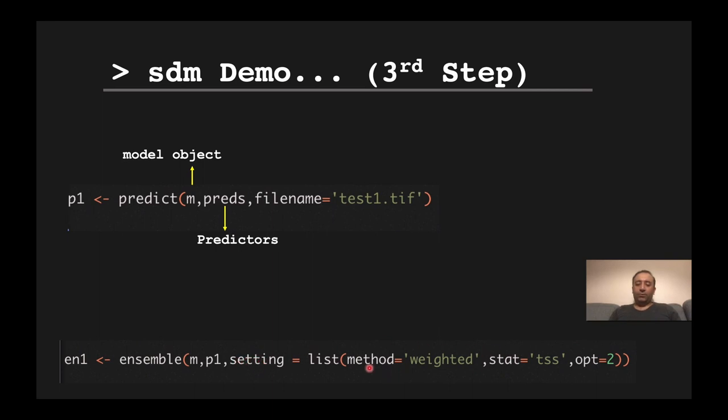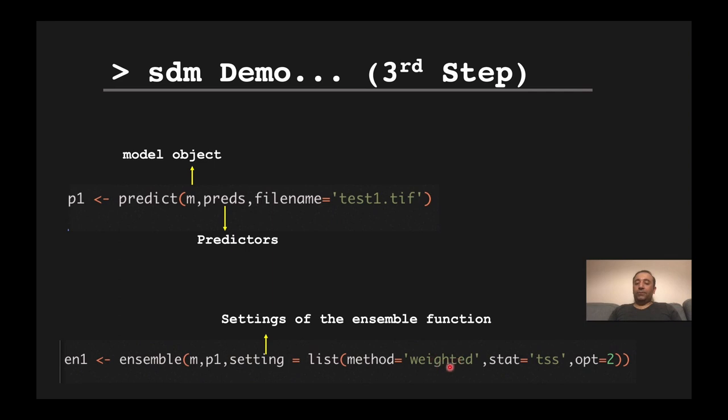And then this one is also important, the setting. There are different methods available for how to combine different outputs, like weighted averaging and unweighted averaging. PA would be just averaging over presence, absence. You can use, for example, uncertainty or entropy, which generates a kind of inconsistency between different models. There are many other methods available, so you can check the help of the function and the details are there.